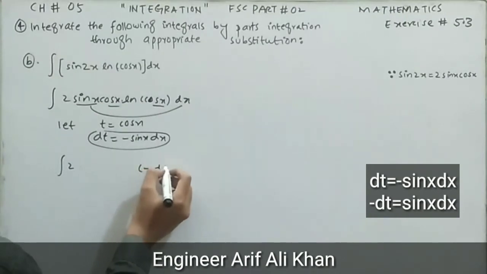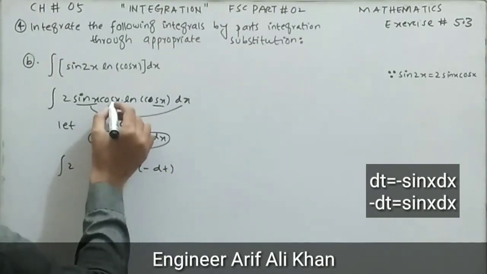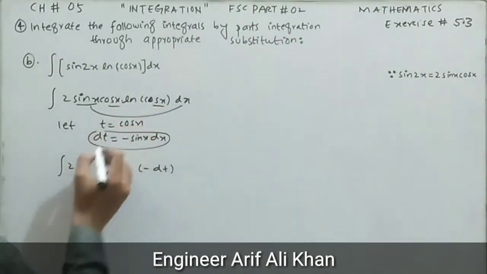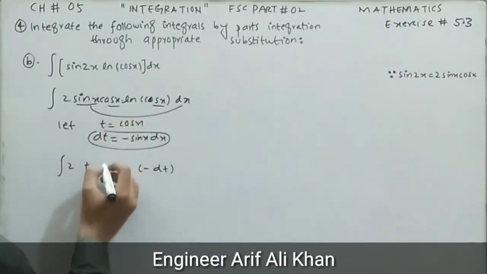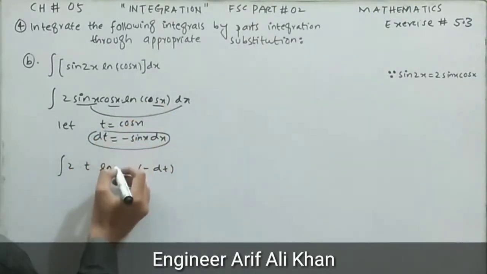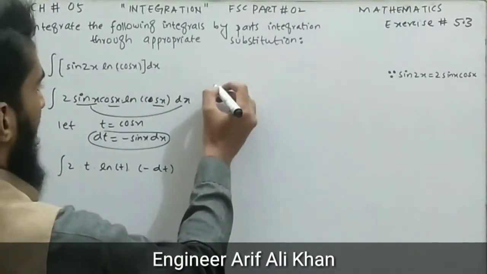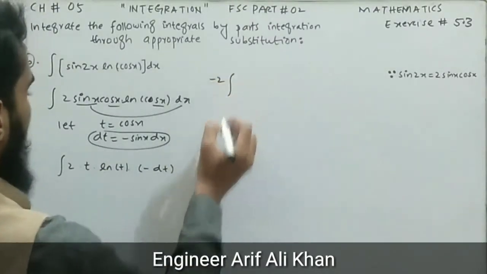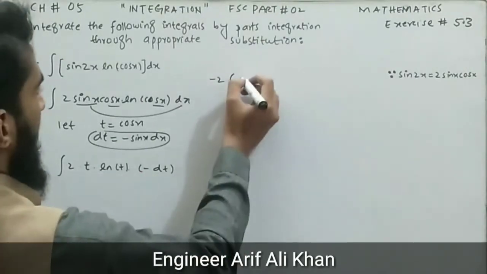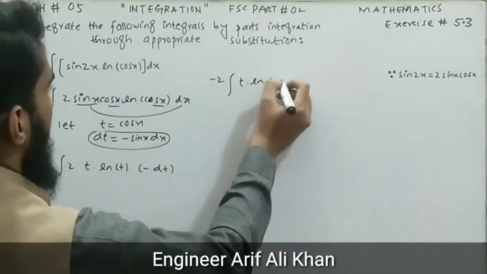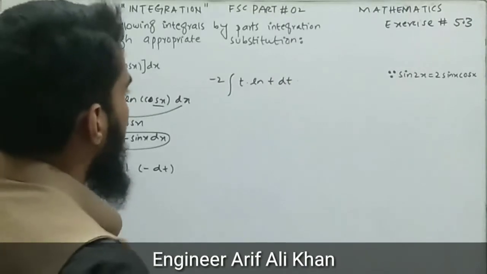So minus time of dt, and over here we are left with cos x ln cos x. So cos x is actually t, so 2 into t, ln of cos x is actually t. So it becomes minus 2, which comes out outside the integral, so it becomes minus 2 t ln t dt. So over here we use integration by parts.